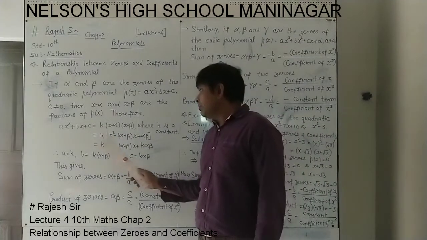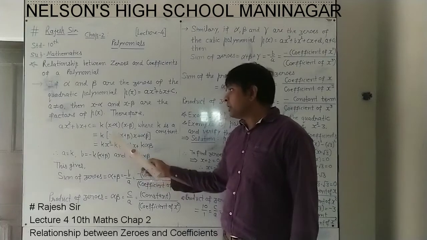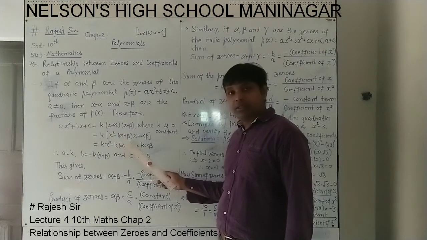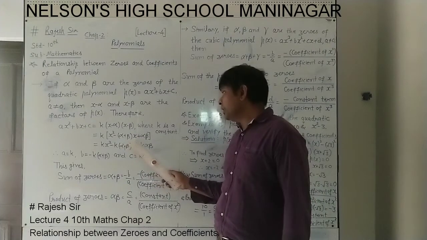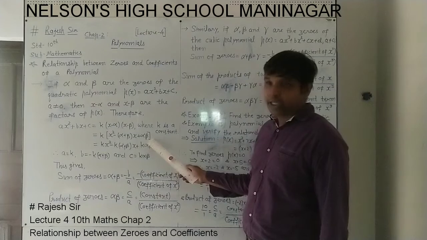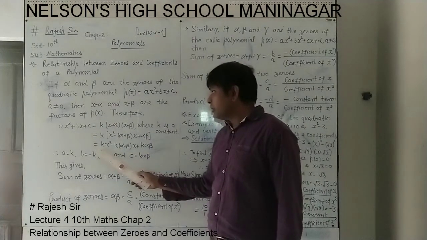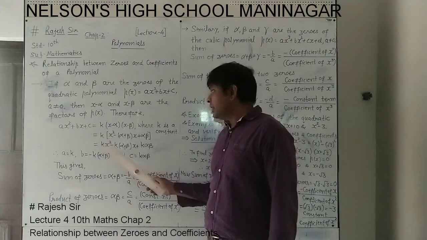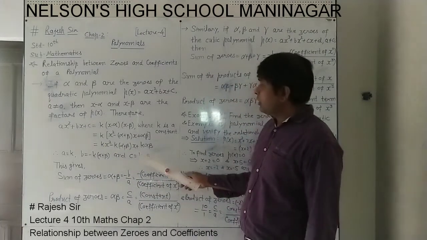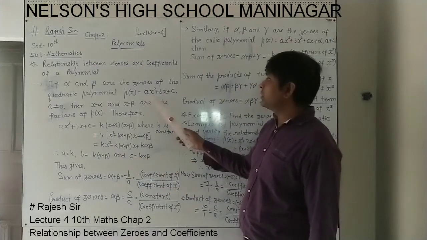So again, k times the simplification of (x minus alpha) into (x minus beta), as we know, is x square minus the sum of alpha and beta into x plus the product of alpha and beta. We can expand this way, and this will be the expansion form. Now if you multiply k inside, it will be kx square minus k times (alpha plus beta) into x plus k times alpha beta.